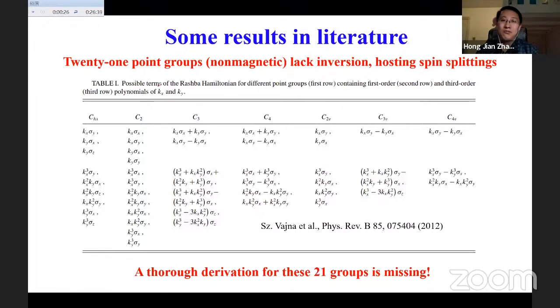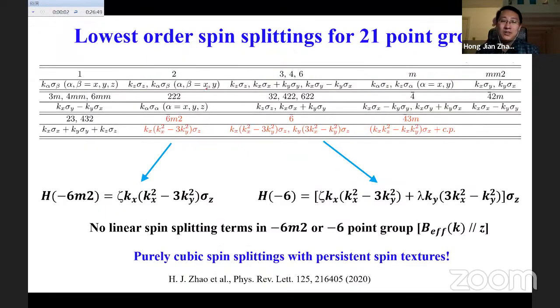These point groups can host spin splitting, but certainly in the literature we find that a thorough derivation for all these 21 groups is missing. So we carried out a symmetry analysis for the 21 point groups. We are focusing on the lowest order in k term which can couple with the electronic spin.